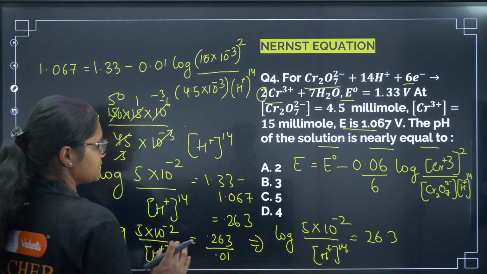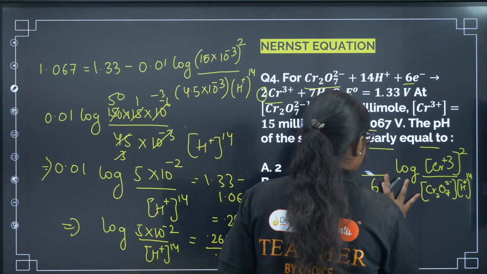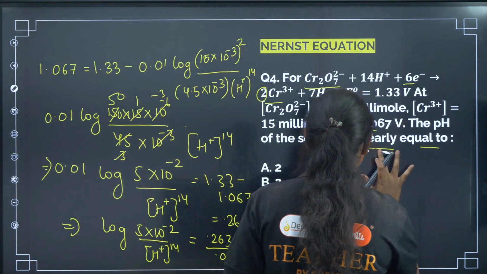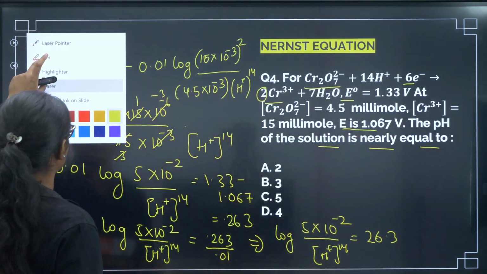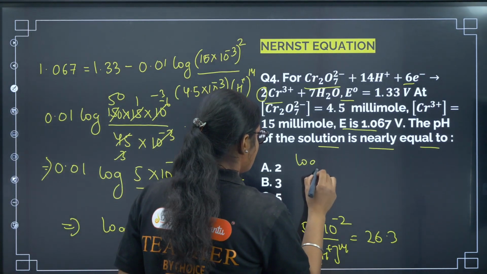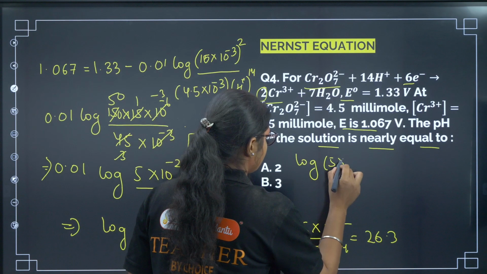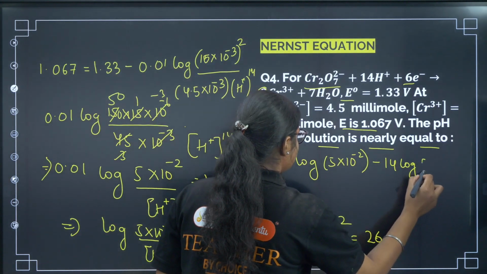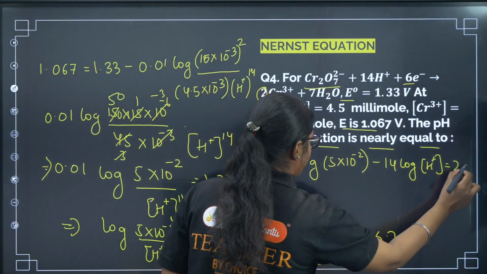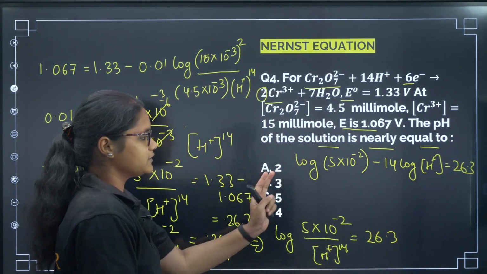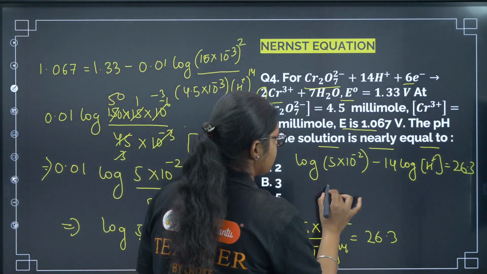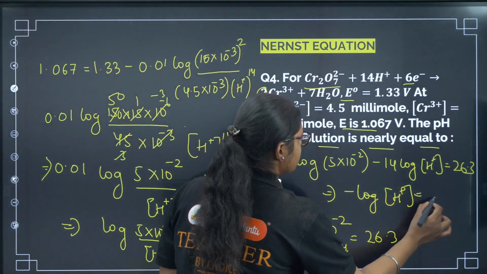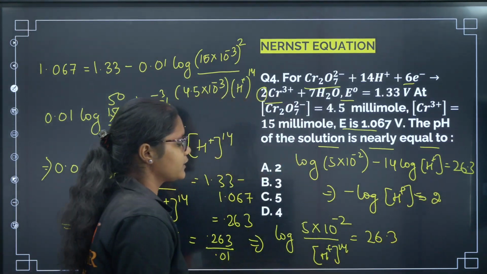Now what you can do, I can erase this here. It is a little long calculation, this question. Okay, now see this one, can we write it like this? Log of 5 into 10 to the power of minus 2 minus 14 log of H plus is equal to 26.3, okay? Then you can just solve the equation, and you will get the value of minus log of H plus. This value will be something near to 2. Okay, so you can just check the calculation.